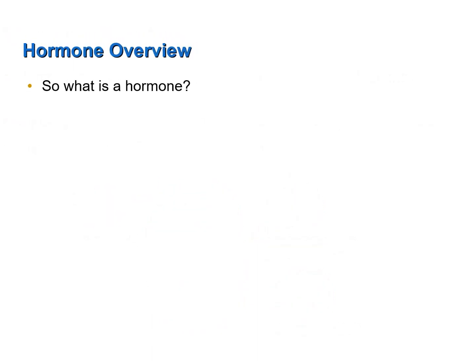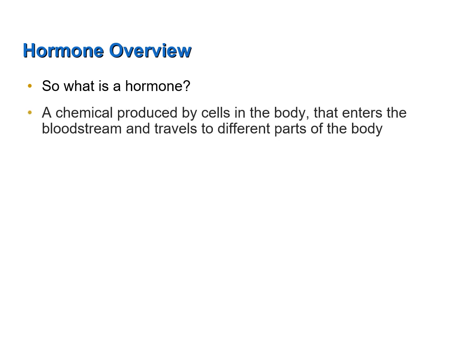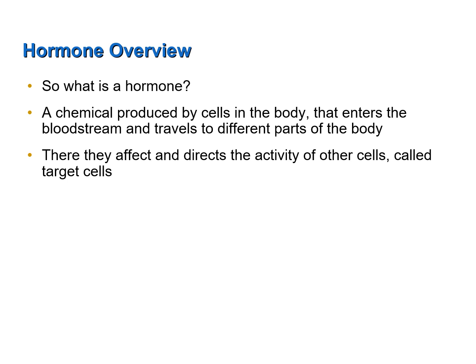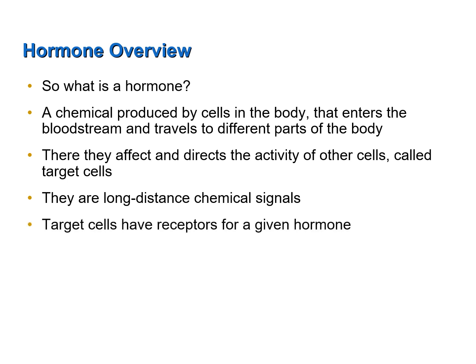So that brings us to this question. So what exactly is a hormone anyway? A hormone is a chemical that's produced by cells in the body that then enters the blood and travels to different parts of the body. There, they can affect and direct the activity of other cells, which we call target cells, throughout the body. Hormones are long-distance chemical messengers or signals. When a hormone finds a cell that has receptors for that hormone, it binds those receptors, and that's how it causes changes in what we call target cells.